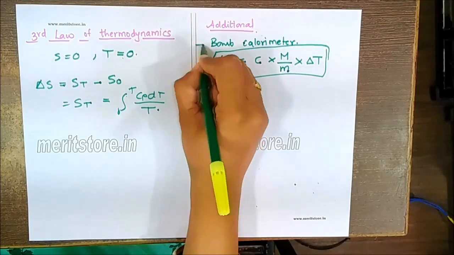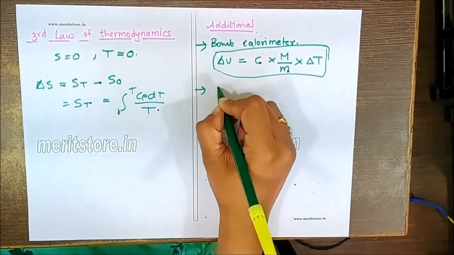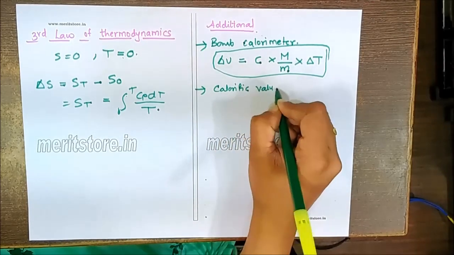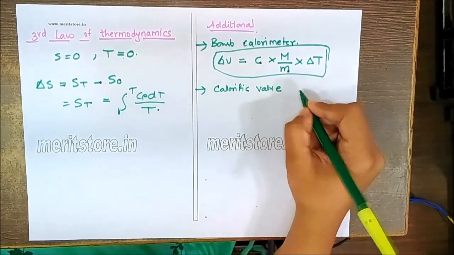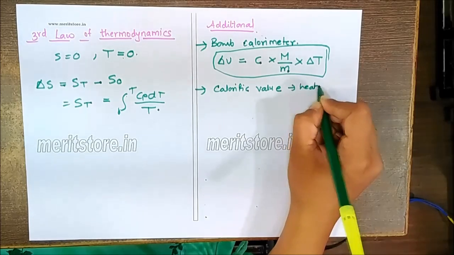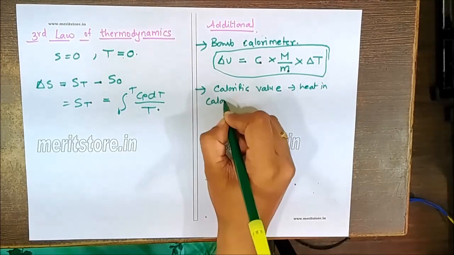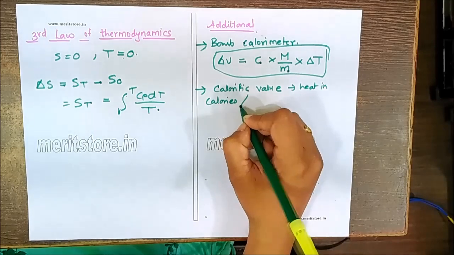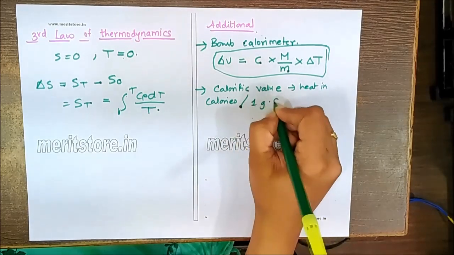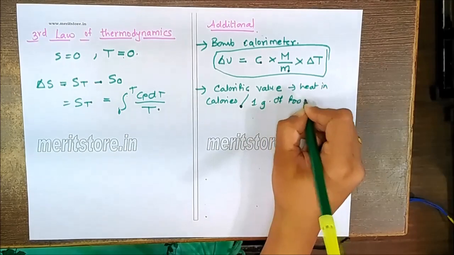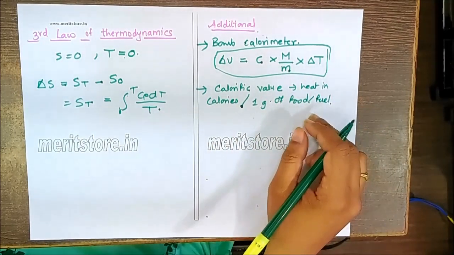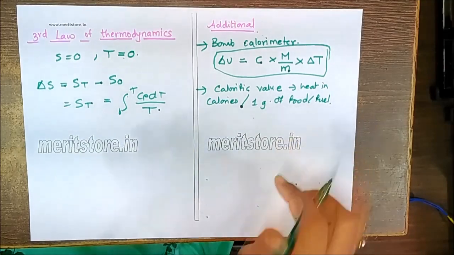Also the calorific values. The calorific value of a fuel or food is generally calculated as the heat in calories which is obtained by combustion of 1 gram of that fuel or food. So that heat evolved during that process is to be calculated.